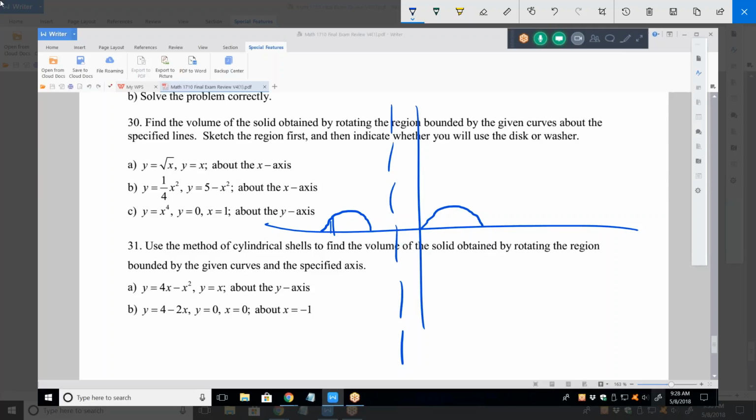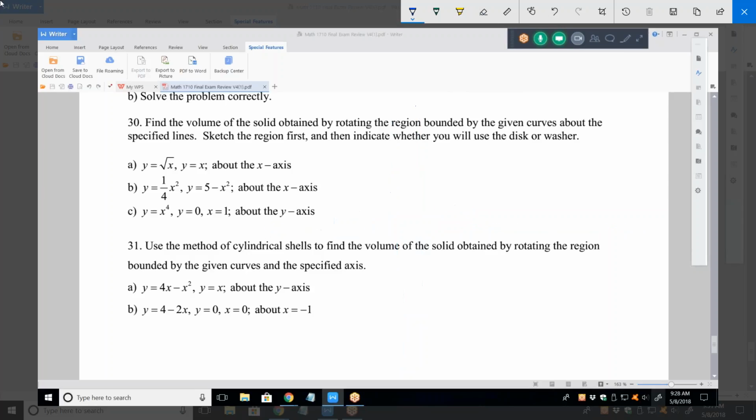If I use washers, I have to integrate on the y-axis. If I use cylindrical shells, I'm going to integrate on the x-axis, because the skinny part of the cylindrical shell is perpendicular to the x-axis. So that's kind of the concept of cylindrical shells: you can take a lot of these objects that you could build with discs or washers, but you could also build them with cylindrical shells.